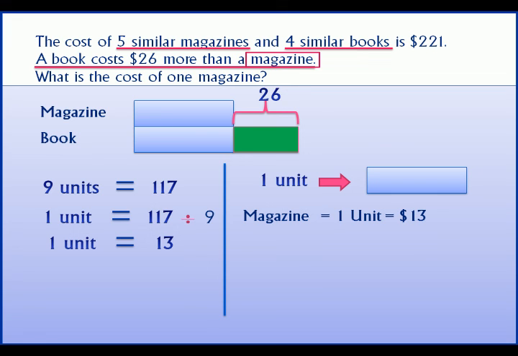In addition, if you want to figure out the cost of a book, it is equal to 1 unit plus $26, which is equal to 13 plus 26, which is $39.